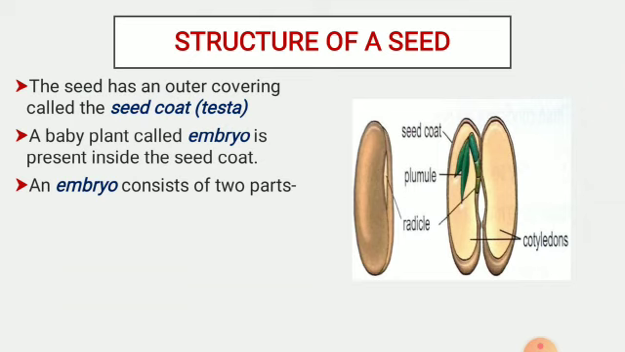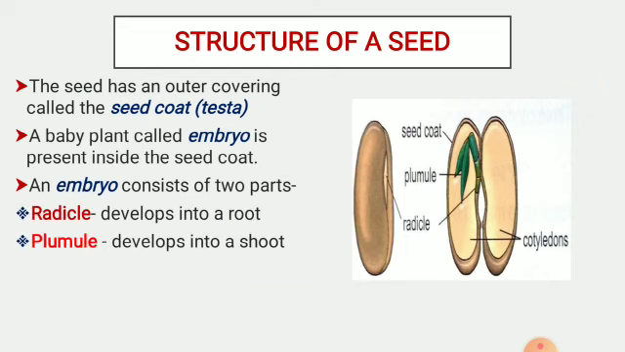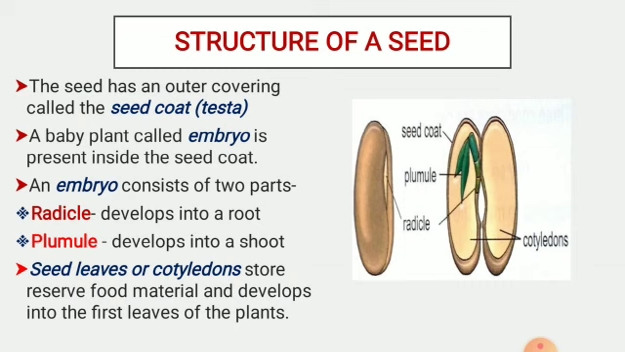An embryo consists of two parts: the radicle, which develops into a root, and the plumule, which develops into a shoot. Seed leaves or cotyledons store reserve food materials and develop into the first leaves of the plant.